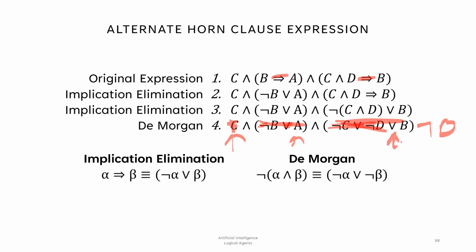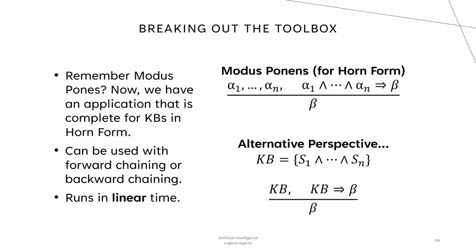So we can now apply modus ponens to the Horn form, and this algorithm is pretty cool because we can use it with forward chaining or backward chaining, and it also runs in linear time, which is nice because a lot of the stuff that we're doing here is exponential. So we're just saying, hey, if all of these sentences are true and all of these sentences imply beta, then beta is also true. Another perspective is to look at that as our knowledge base. It's inference, basically, that we're describing.